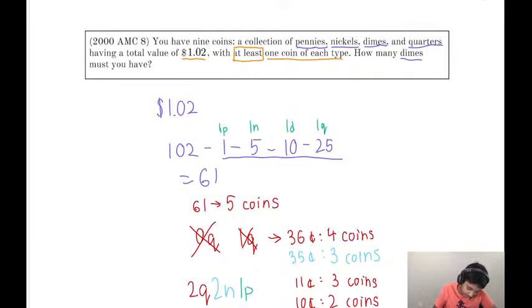So now we have 3 quarters, 3 nickels, and 1 dime, and 2 pennies. Sorry, 1 additional quarter, so we already added that in. And from here, we see that we have 1 dime, so 1 is our answer.